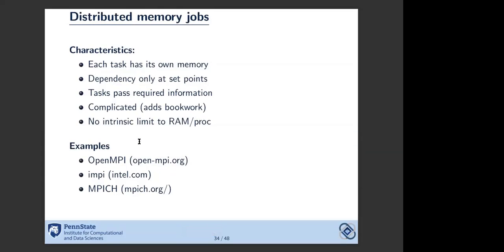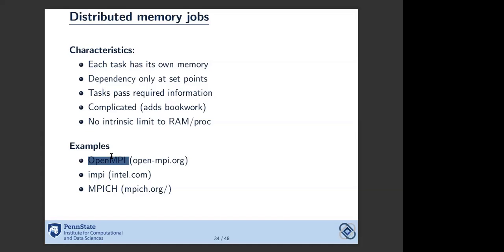Finally, distributed memory. This is your MPI. This is your workhorse of high performance computing for the last few decades. Each task has its own memory. There are set points of synchronization or communication. Processes pass information back and forth. This can be the most involved to implement. I shouldn't say complicated, but it's generally the most work on your end as the programmer. But you're only limited to the resources that you have.